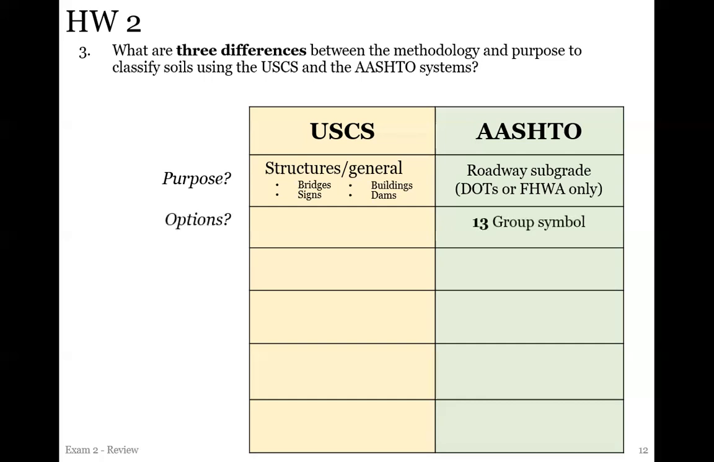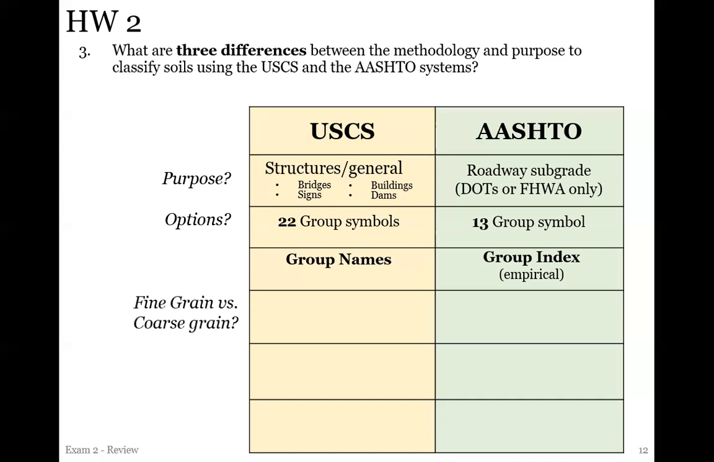So the options for AASHTO, there's 13 group symbols. For the USCS, there's a little bit more, 22 group symbols. And then the USCS uses group names where the AASHTO uses a group index. Some people would prefer to use AASHTO because it's empirically based. So it's based off of the data and lab testing, whereas USCS is just based off of somebody making a flow chart and saying this is going to be the standard thing. So, you know, the AASHTO technique is quantifiable with that group index.